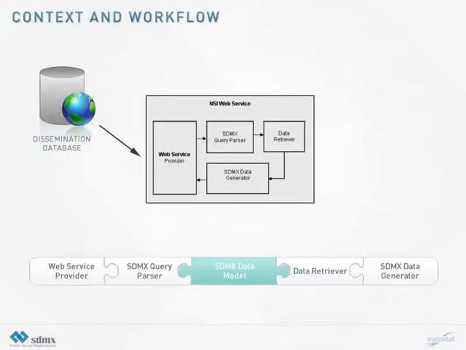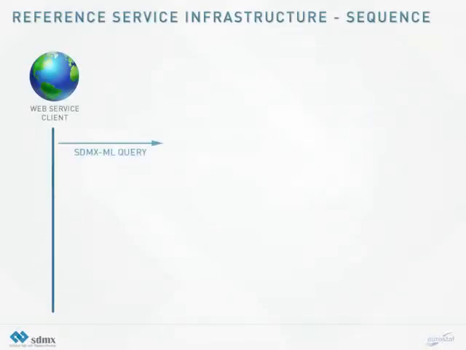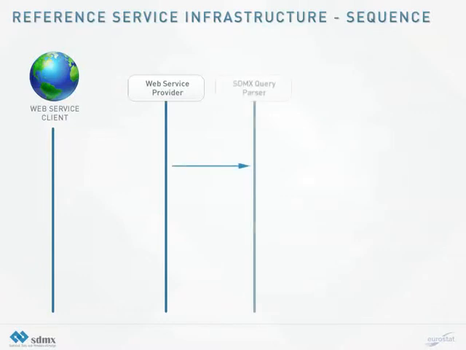The workflow starts from a dissemination database and ends with making SDMX compatible data available by using a web service. The sequence involving the SDMX NSI reference service infrastructure starts with a call to the web service with an SDMX ML query message asking a SDMX ML dataset. This SDMX ML query message is sent to the query parser module, where it will be parsed and converted into a query matching the internal data model.